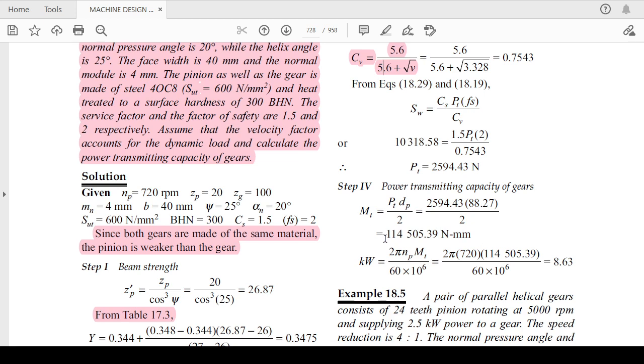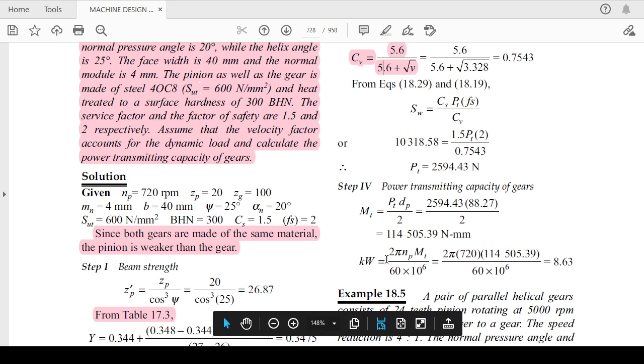114505.39 Newton meter. Now if you know the value of torque, then 2 pi n, the number of revolutions, multiplied with the torque gives you the value of your power, which is in kilowatt. That's why they have divided it by 10 to the power 6 and 60, because you are keeping the value of n in RPM here, which is 720 directly, which is given in the numerical as well. So in this way you are getting 8.63 kilowatt power. The transmission capacity of these gears will be 8.63 kilowatt.